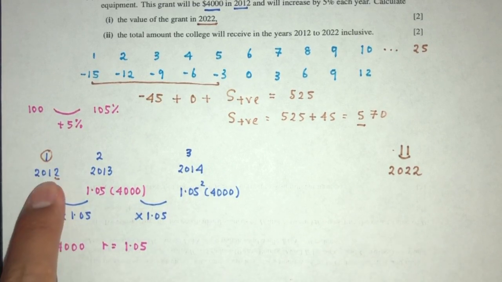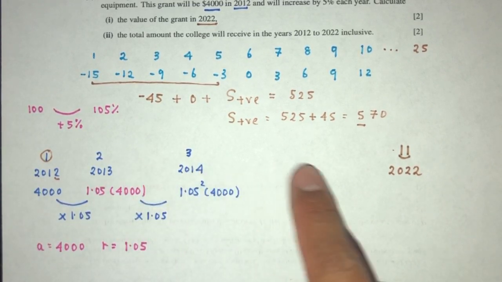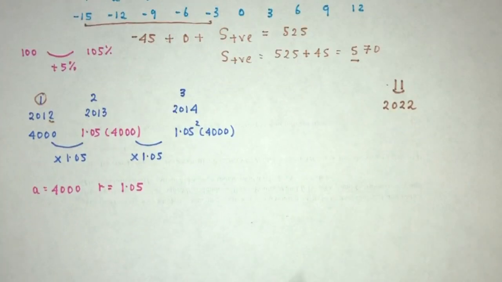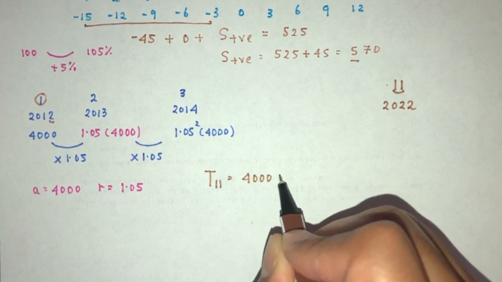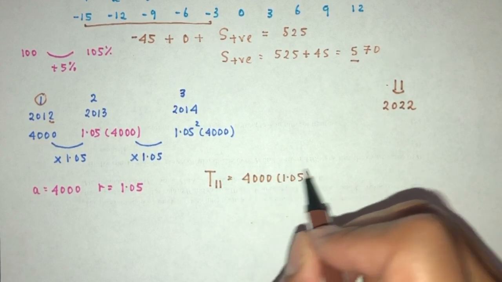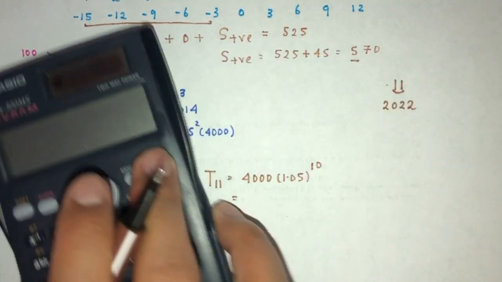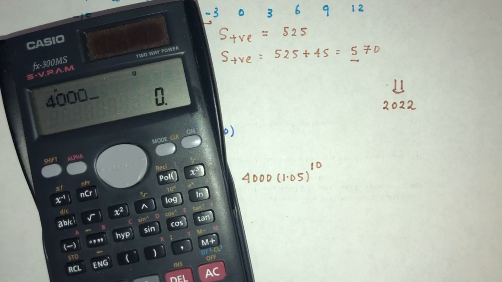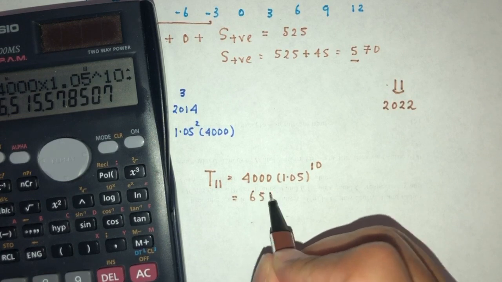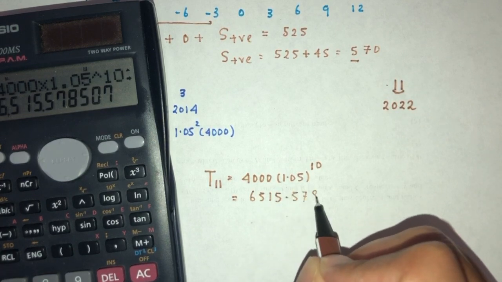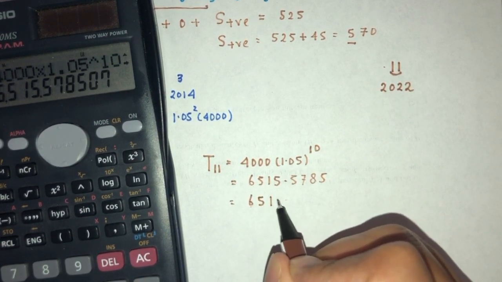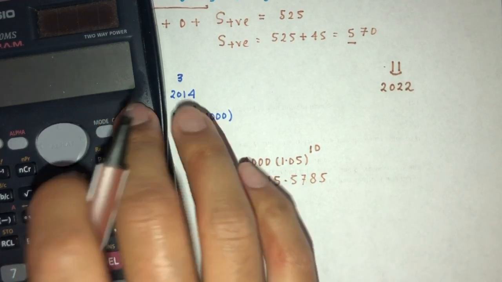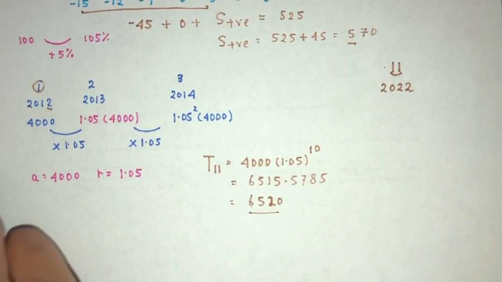Or we can just count. 2012, 1, 2, 3, 4, 5, 6, until 2022, that should be the 11th term. So the 11th term should be A, which is 4,000, times R, 1.05, power n minus 1. That will be my nth term for a GP. 4,000 times 1.05 power 10. That should be 6515.5785. Your answer will be 6520, correct to 3SF, right? That is part 1 of your question.